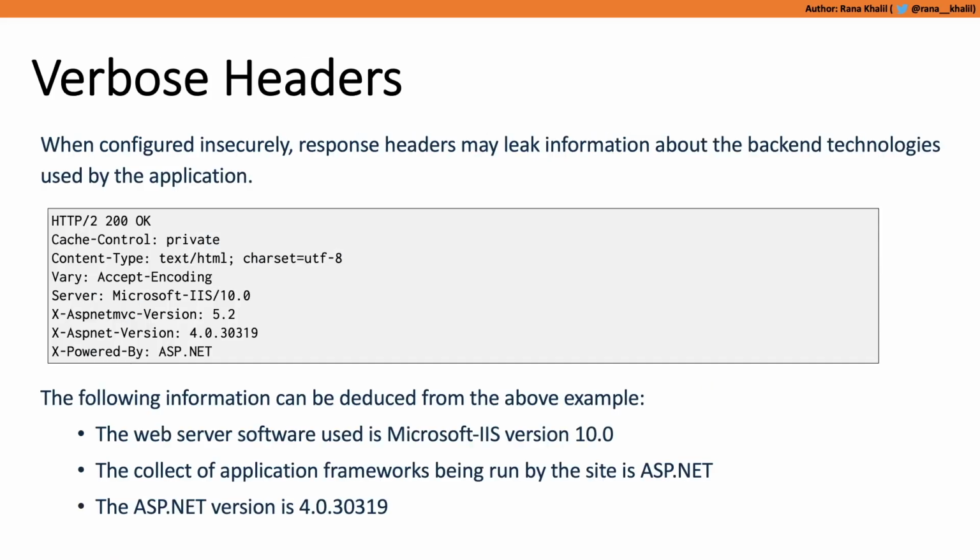Another really simple example of an information disclosure vulnerability is verbose headers. In this example over here that you could see on this screen, the verbose headers in the response of the request leak information about the backend technologies that the application is using. So you could see over here, the web server that the application is using is Microsoft IIS version 10.0, and the framework that they're using is ASP.NET version 4.0.30319. Again, knowing all this information could help us further customize our attack.